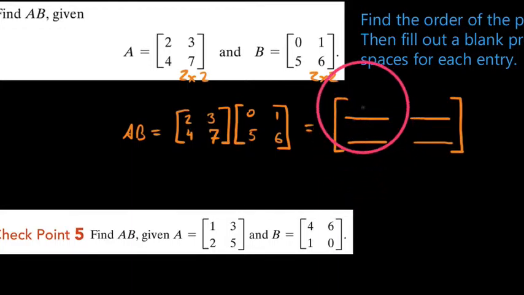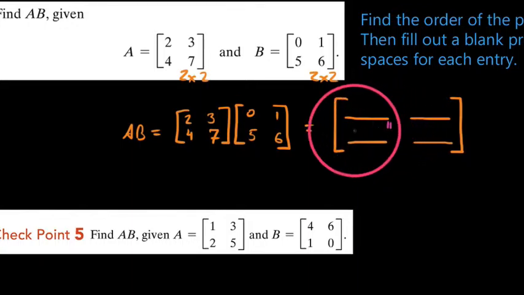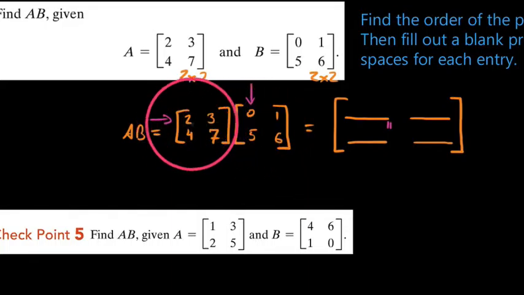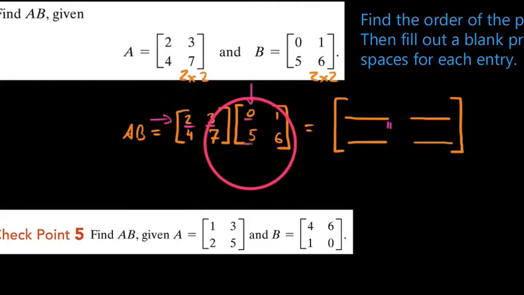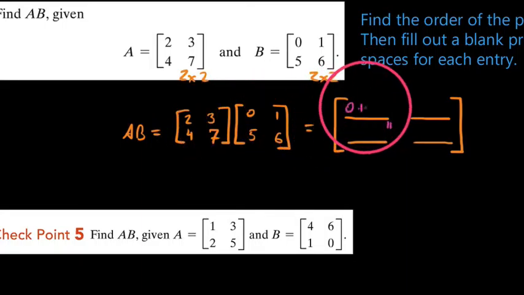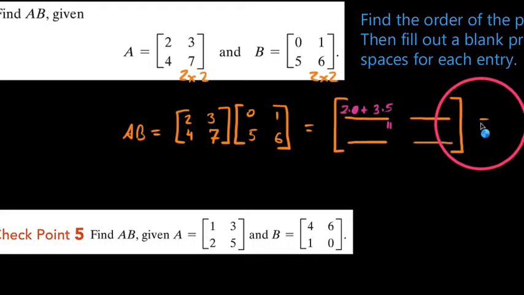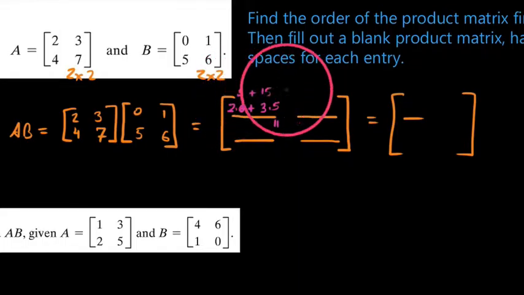So the way this works is you first identify which entry you're trying to find, what row and what column it's in, for instance the first row, first column. Then you mentally highlight the first row in the first matrix and the first column in the second matrix. So what we get here is 2 times 0, since they are the first entries, plus, now we move over and we move down, 3 times 5. So 2 times 0 plus 3 times 5 is what we get here. This comes out to a numerical value: 0 plus 15, we would get a 15 here.